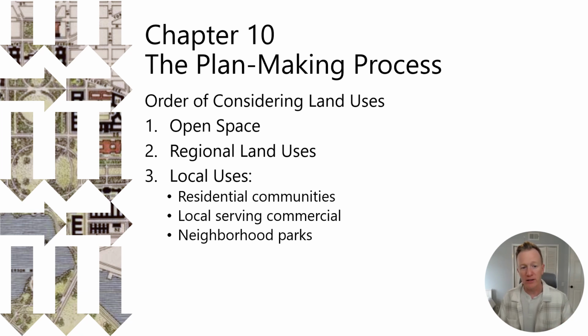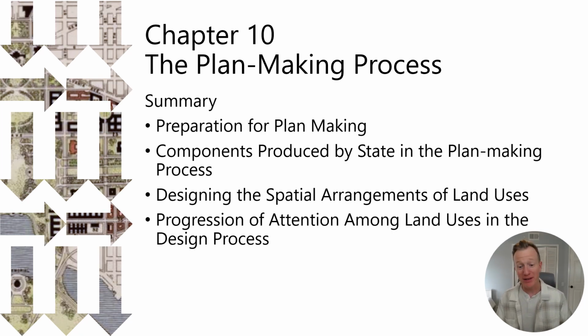And then your last step is your local serving uses. And so you've done your open space, then you do your regional, and then you do your local uses. And so that's going to be your residential communities, local serving commercial uses, your neighborhood parks and such. So that basically is the plan making process.